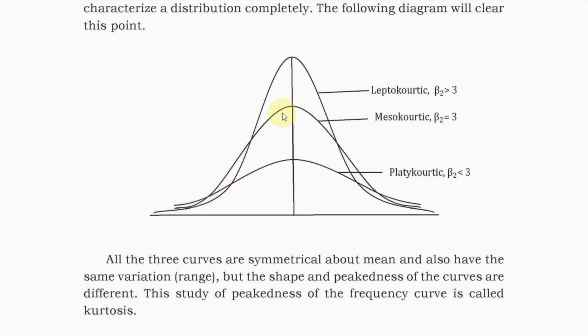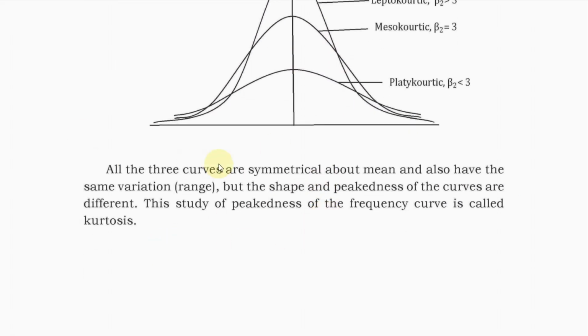The second curve is neither too flat nor too peaked. It is in between them. The third curve is the too peaked curve. The height of this curve is greater than the second one and the first curve. Now all the three curves are symmetrical about the mean and also have the same variation, but the shape and peakedness of the curves are different. The study of peakedness of the frequency curve is called kurtosis.